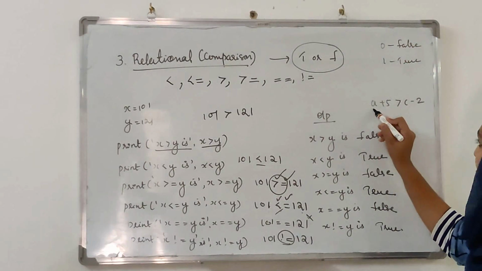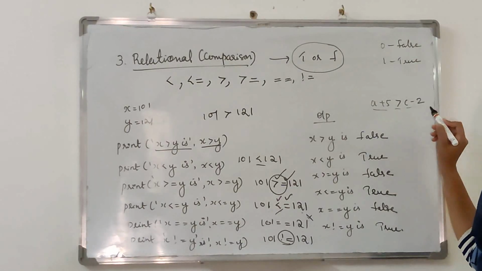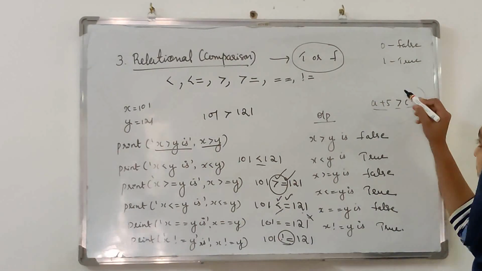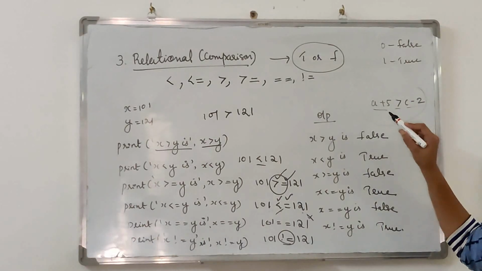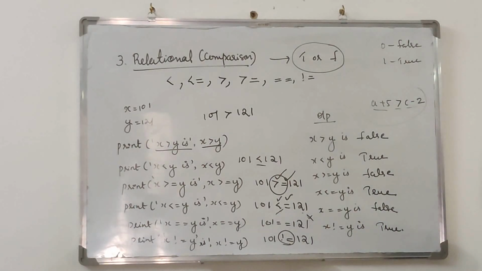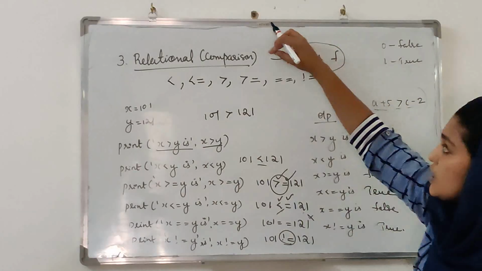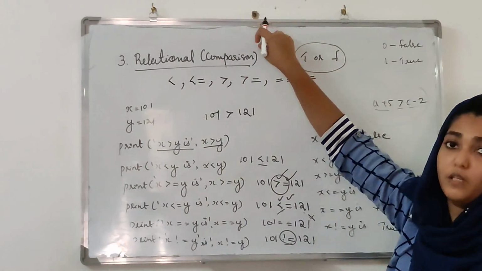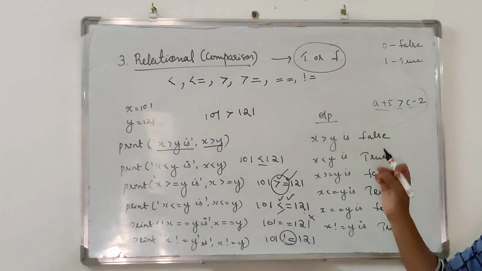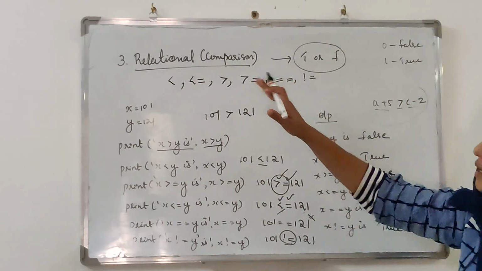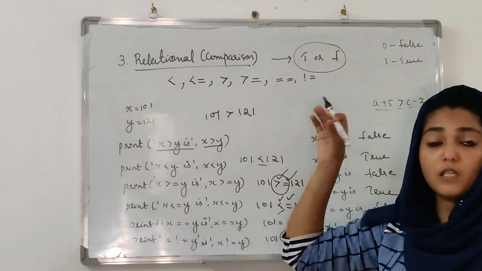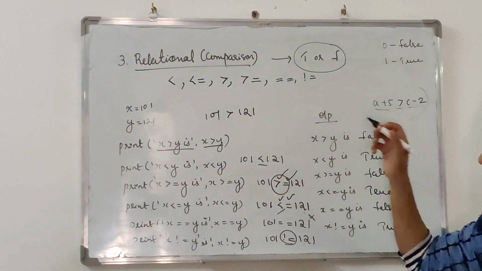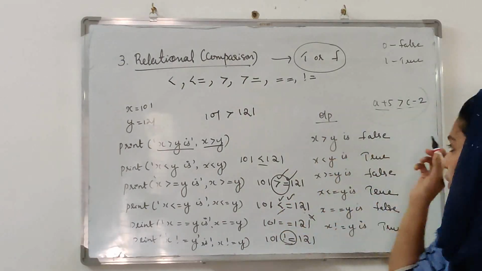Now look at this expression: a + 5 > c - 2. This is an expression which is a combination of arithmetic operators and relational operators. These relational operators have a lower precedence than our arithmetic operators. So if we have an expression that consists of both arithmetic and relational operators, first of all we must perform the arithmetic operation. Then only can we perform the relational operation.